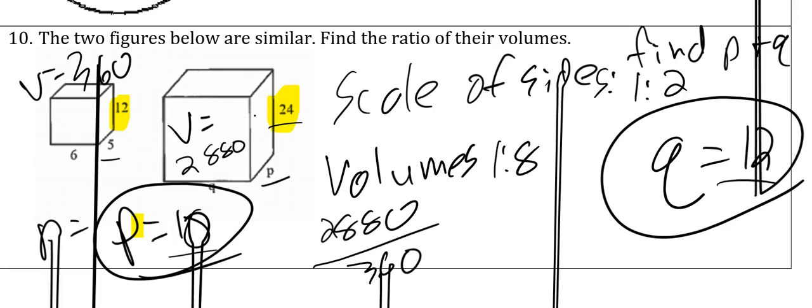So that is one way to find the volume. Just take the volume of the small one divided by the volume of the big one. Or you can just simply do this. Take the scale factor 1 to 2, to the third power, and you get that one. There's two ways to do it. Both of them give you the same answer.